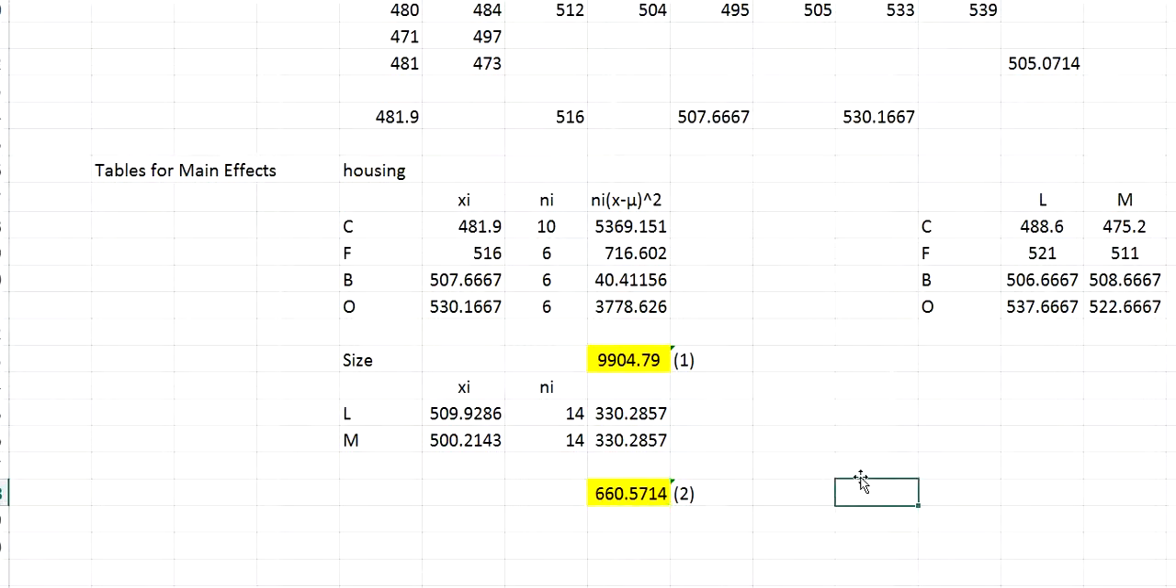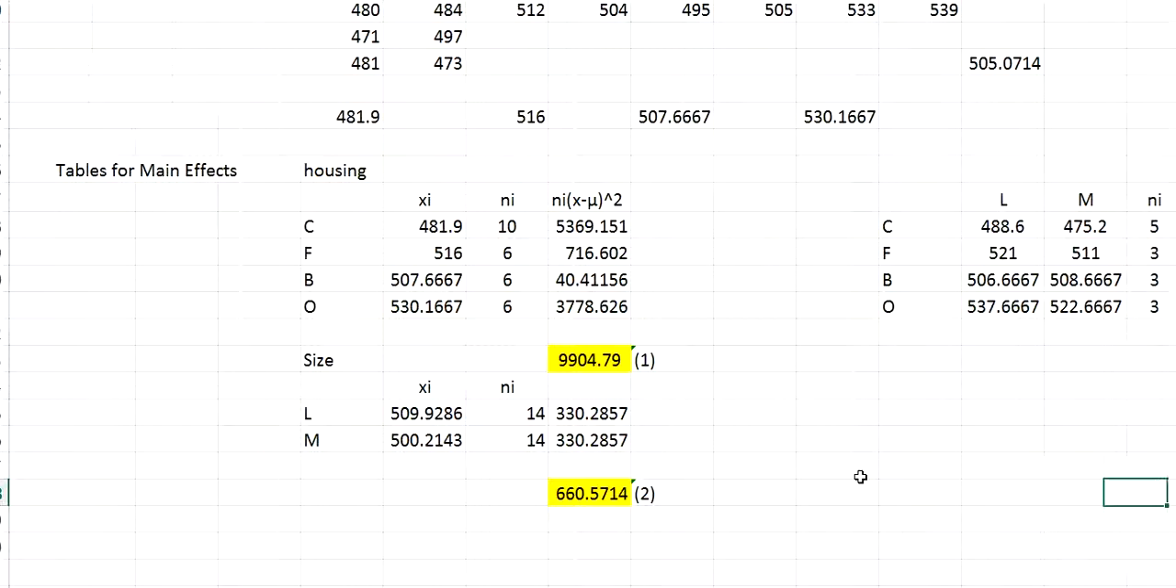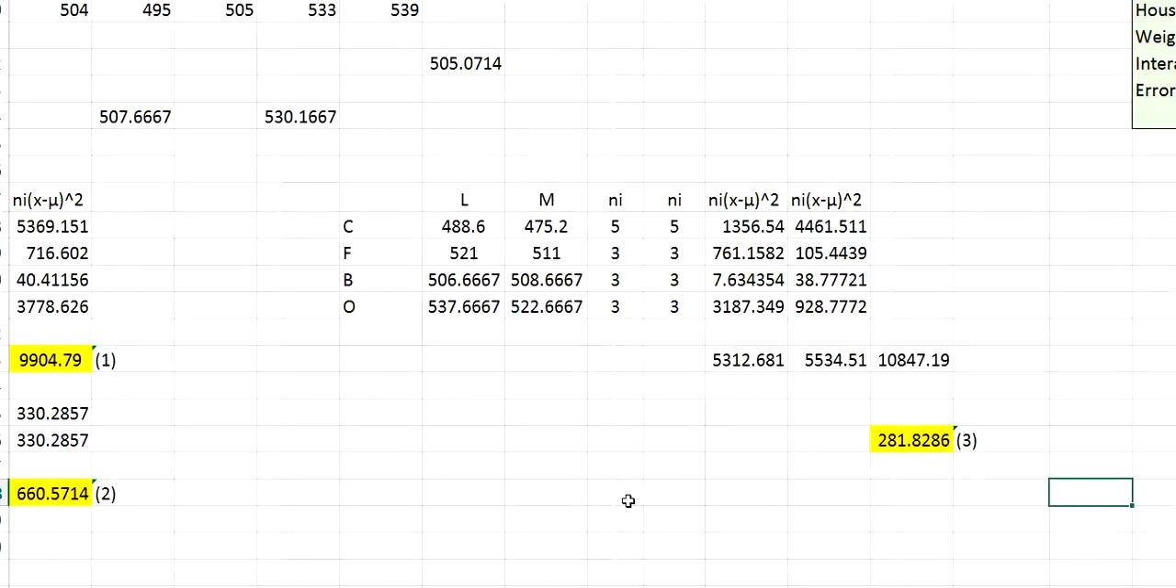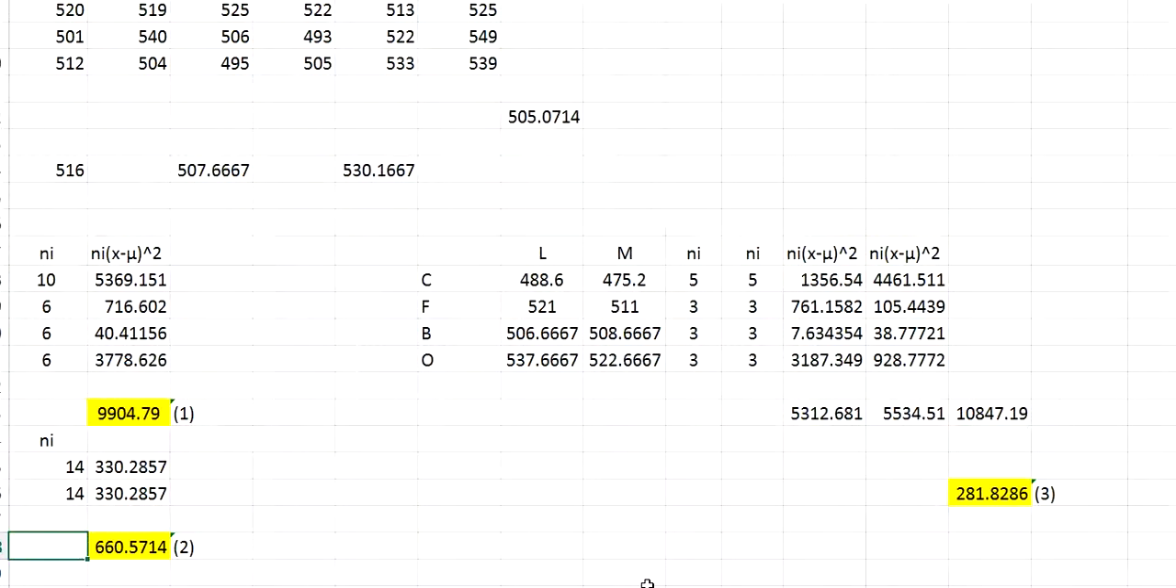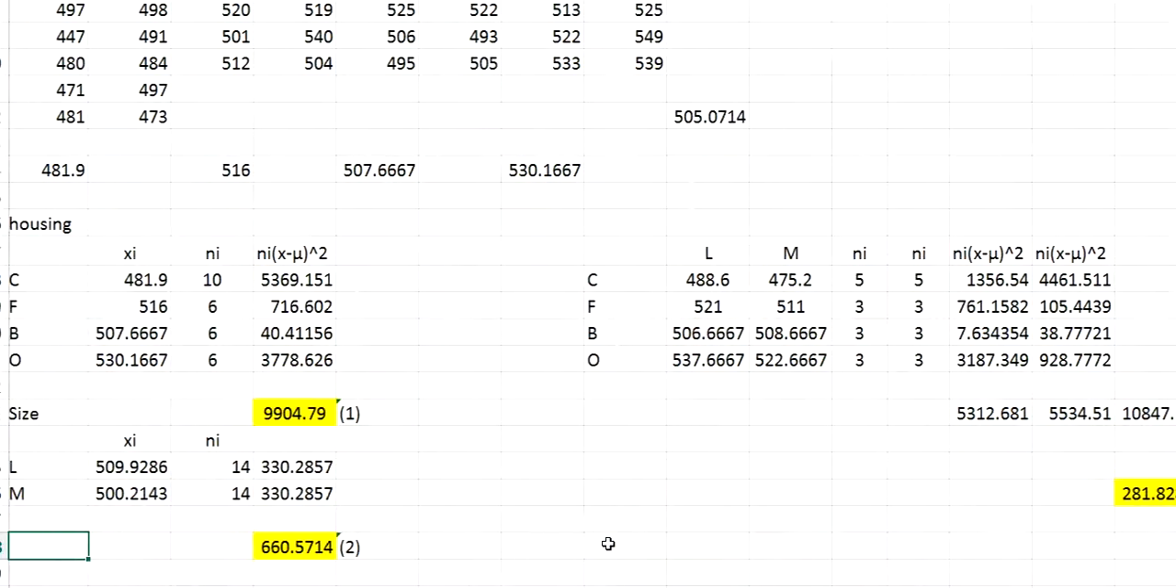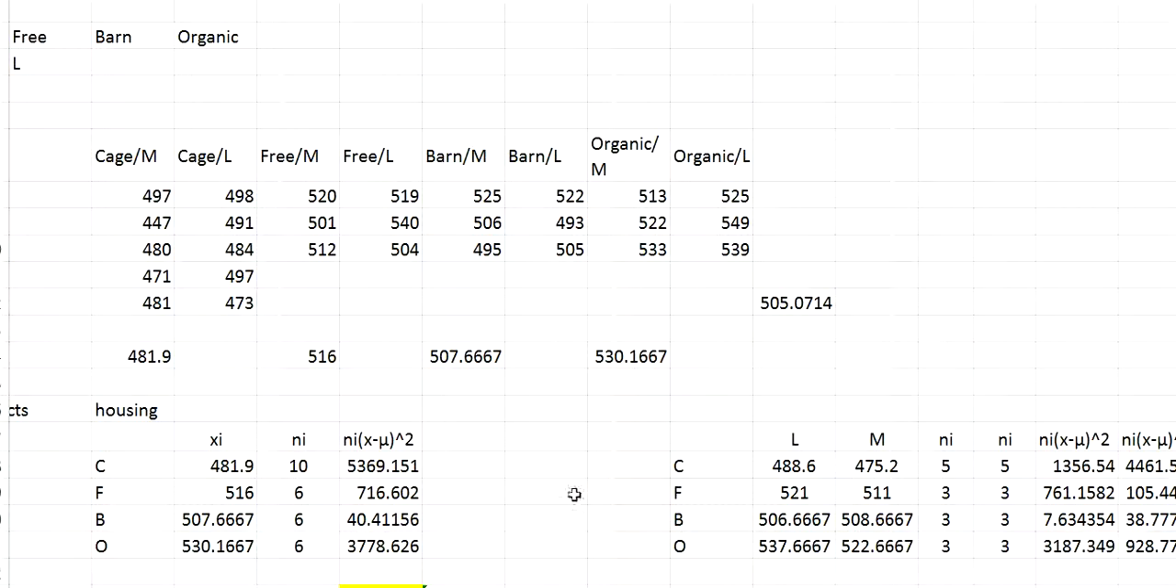Okay, now we need to get the interaction effect. For the interaction effect, my marginal table is going to be this. In this case, I'm going to calculate the combination of, for example, the cage and the low. So cage and the low is right here. I take the average of these numbers, and then cage and the medium will be the next one. In this way, I calculate all the averages.